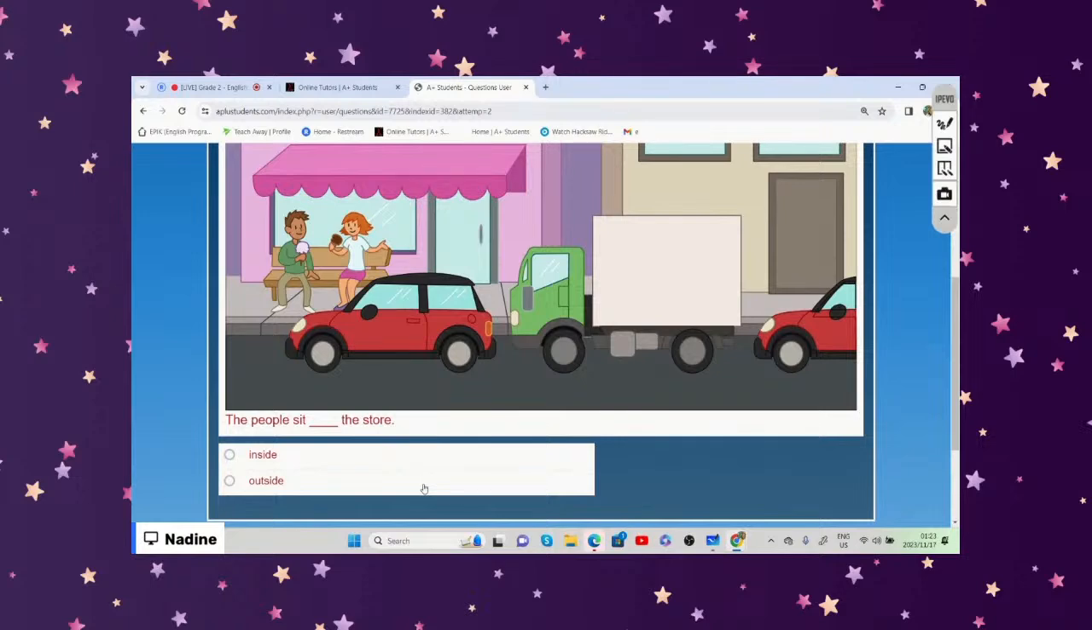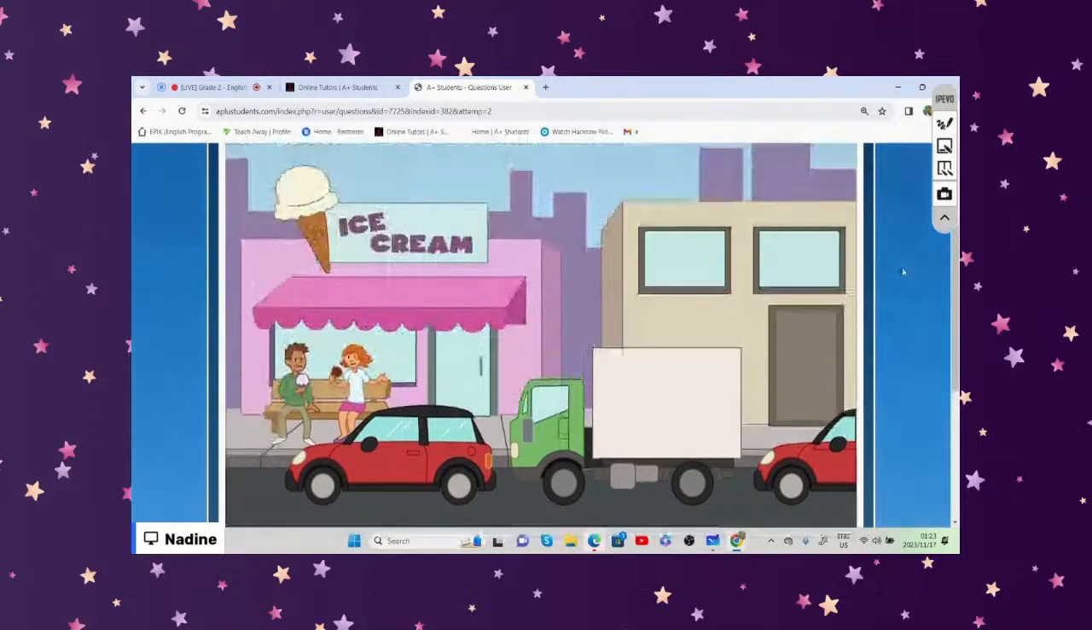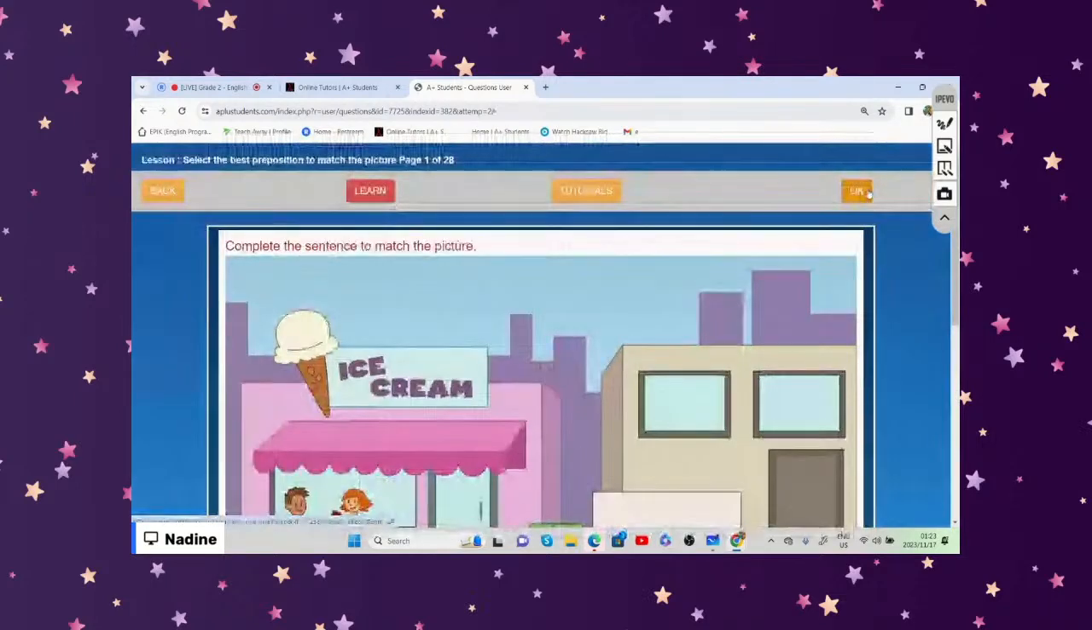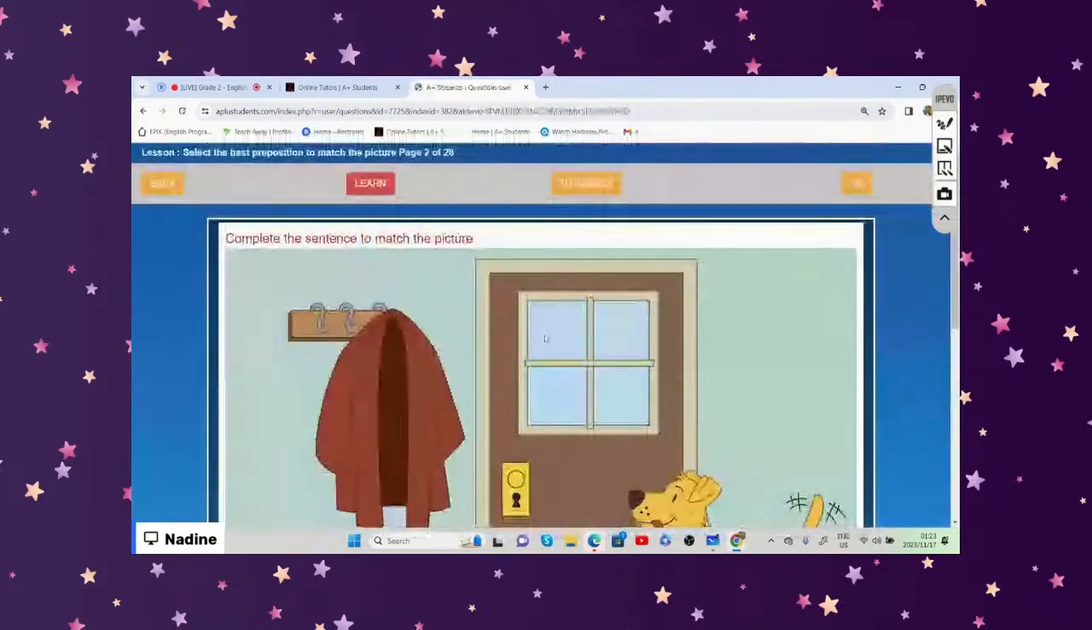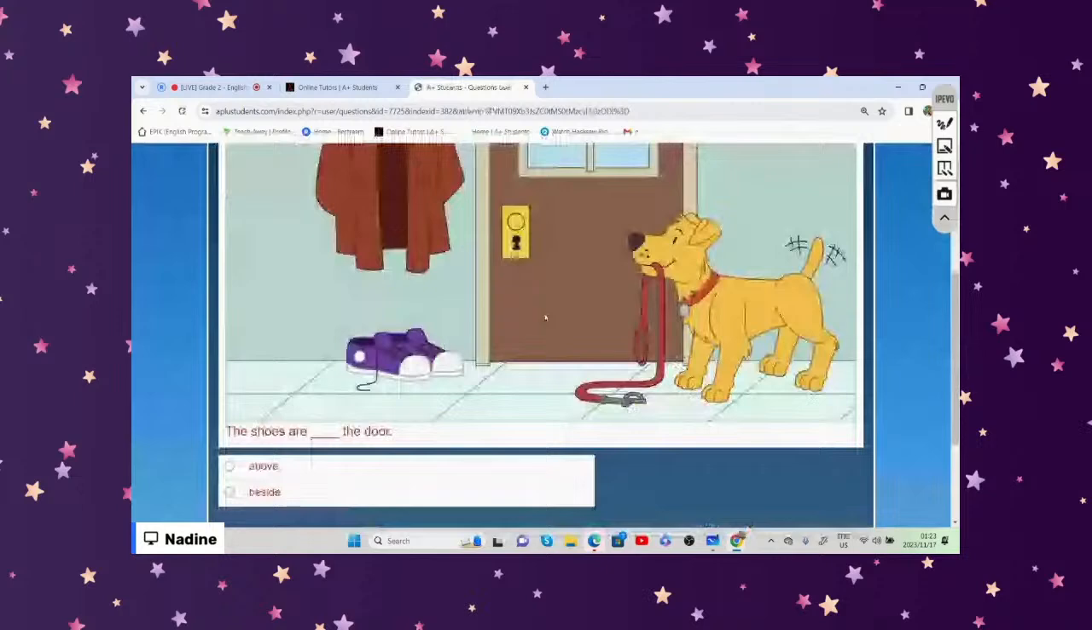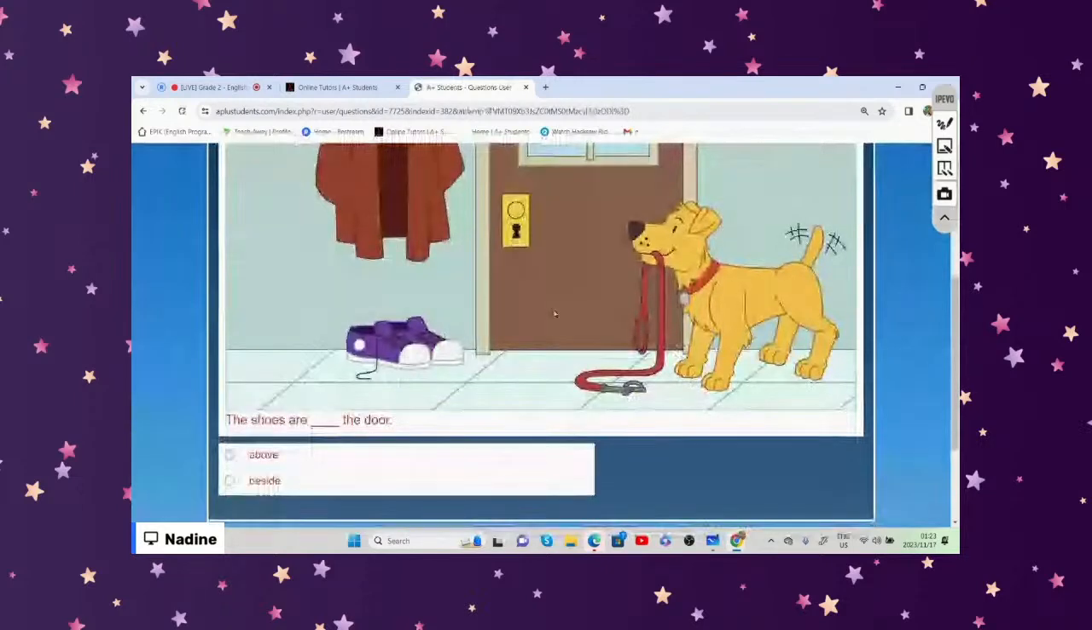So where are the people sitting? So we can basically say that the people are sitting outside the store. And outside is correct. The shoes are. Where did we say the shoes are?